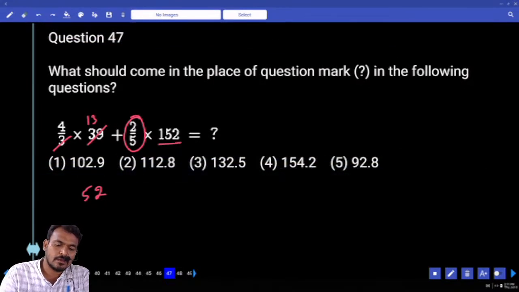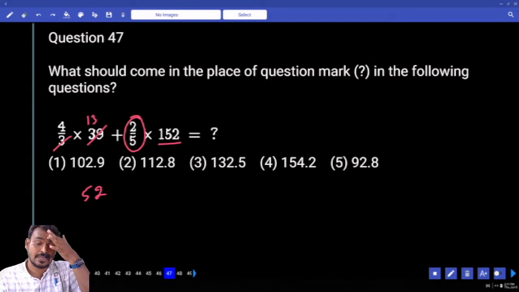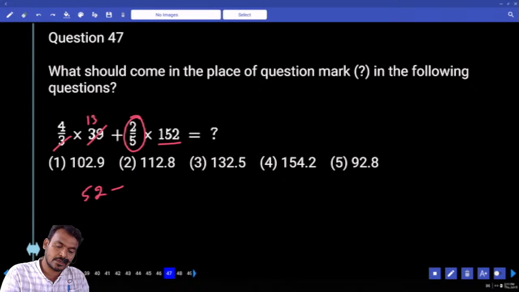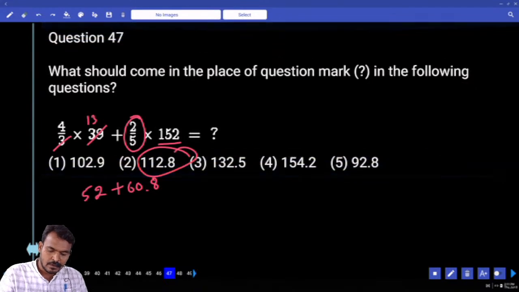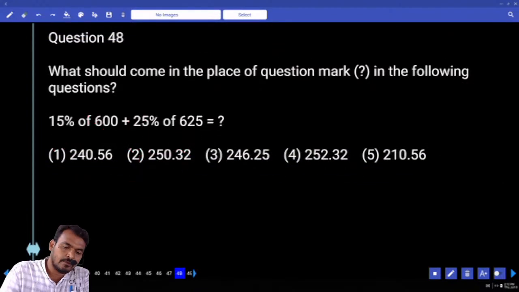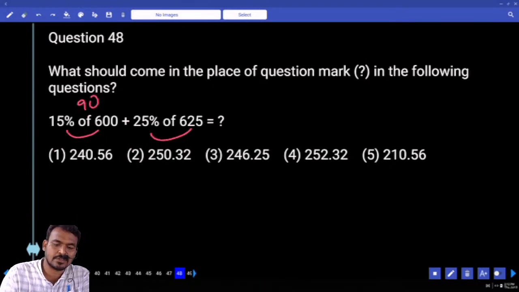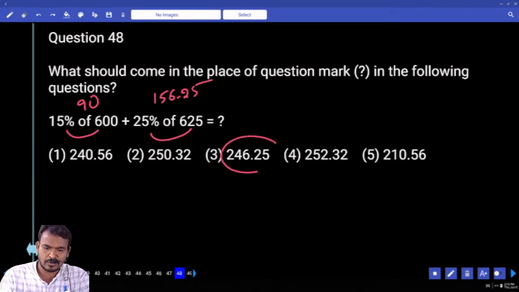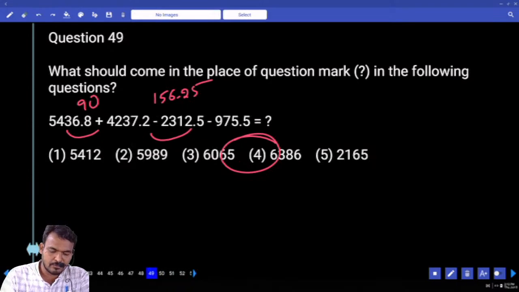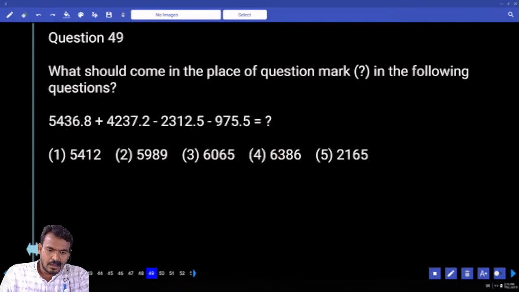What is the 10%? 15.2. 20%? 30.4. 40%? 60.8. Both are adding, 112.8. Question number 48. 15% of 600 is 90. Next, 25% of 625. Half again half. What is the half of 625? 312.5. Again half means 156.25. Both are adding, 246.25.